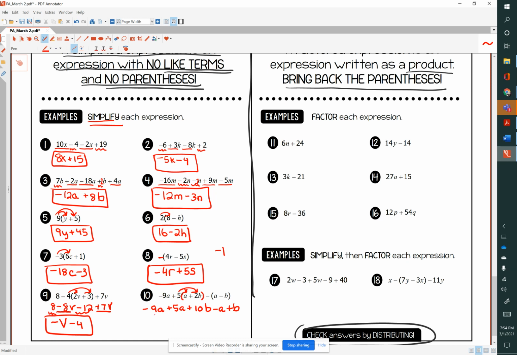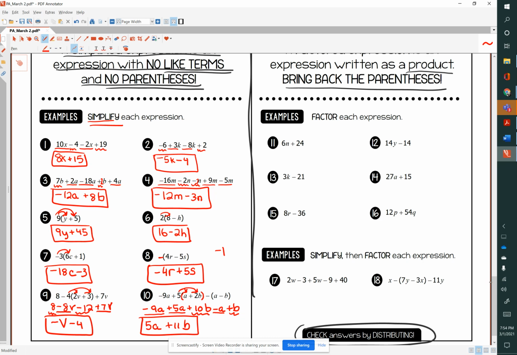So let's go in alphabetical order, and we'll do a first. We have negative 9 plus 5 minus 1. So negative 9 minus 1 is negative 10, plus 5 is negative 5a. And then we have 10b plus 1 more b. So that's plus 11b. And that is a final answer.